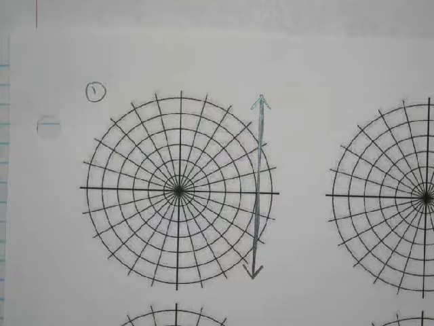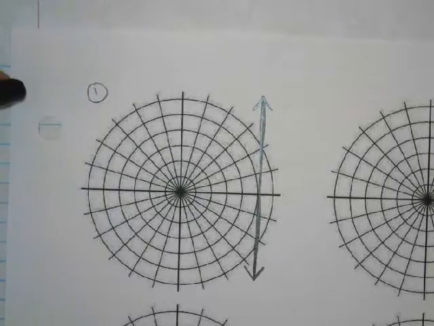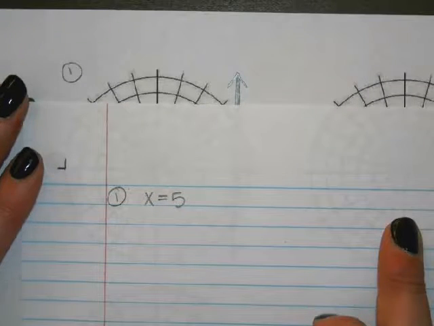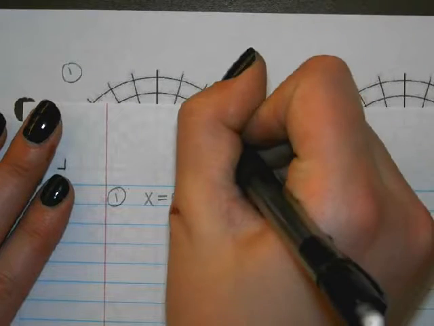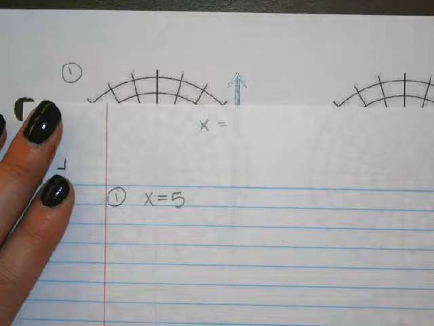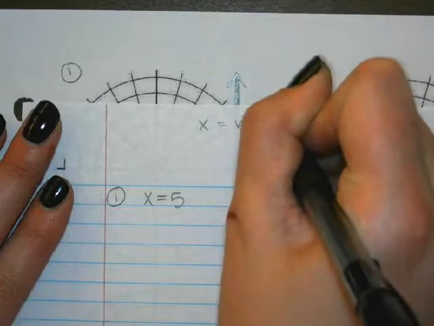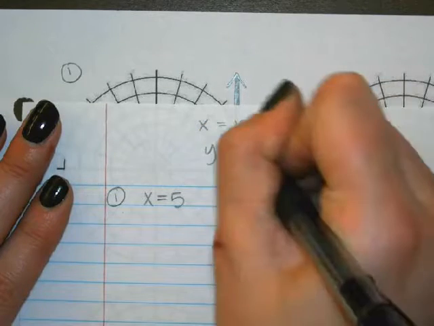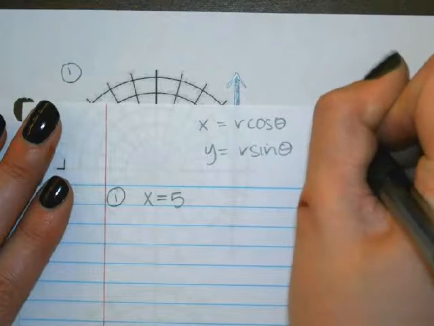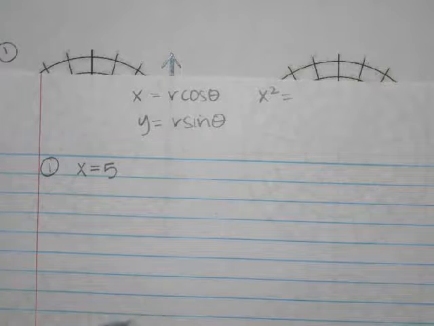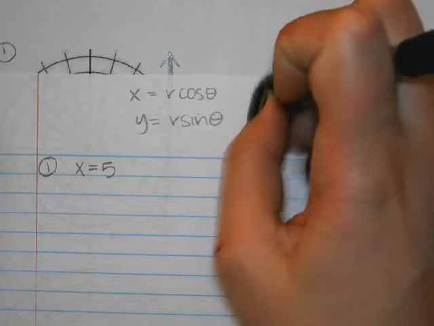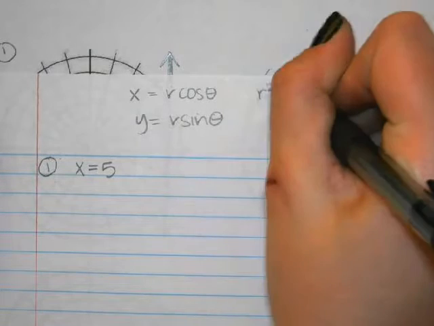Now on the notebook paper, we're going to convert this into a polar equation. So what are some of the formulas that we learned this unit? We have x equals r cos theta. And we have y equals r sine theta. And we have r squared equals x squared plus y squared.